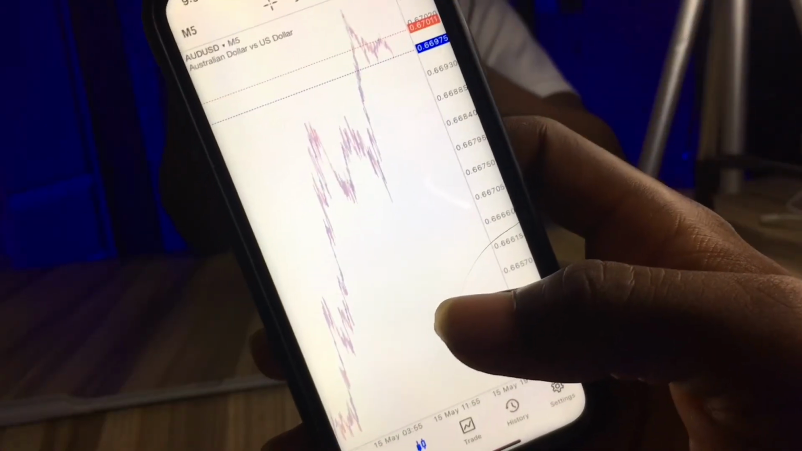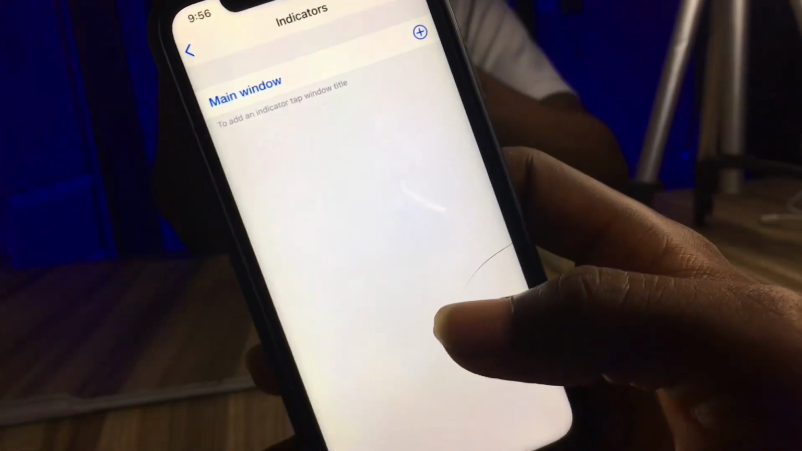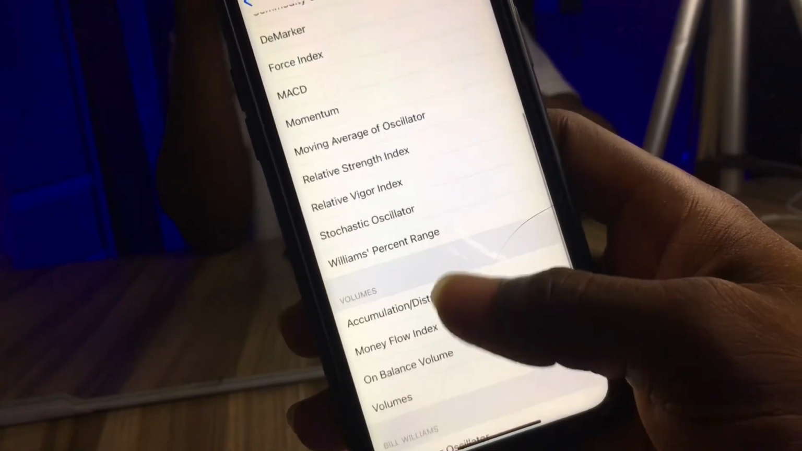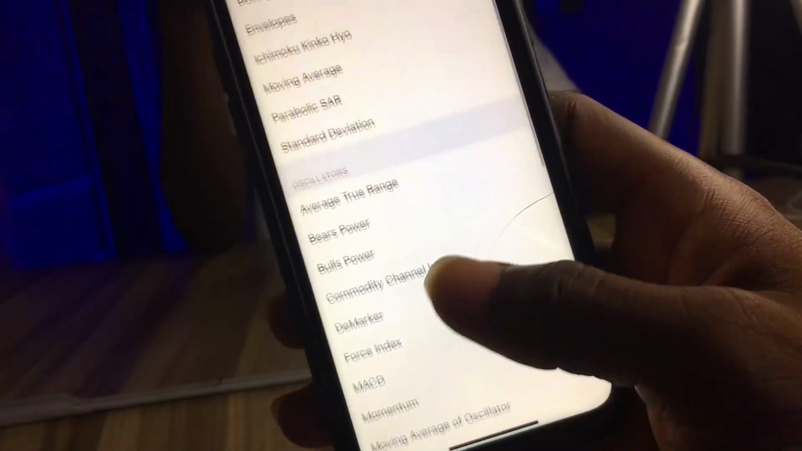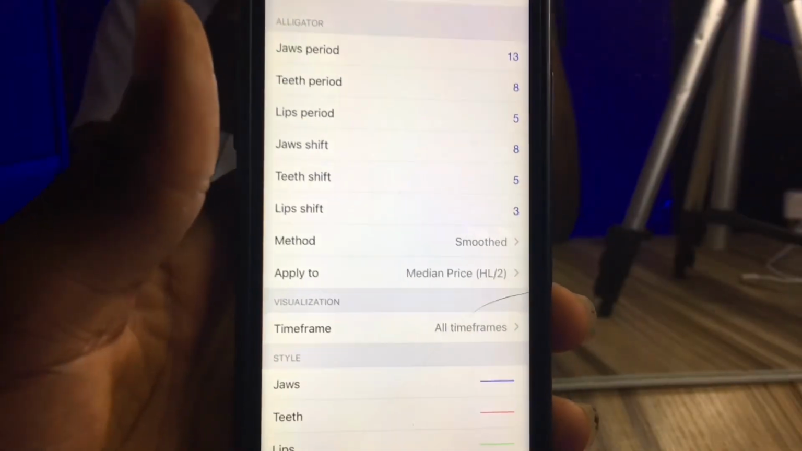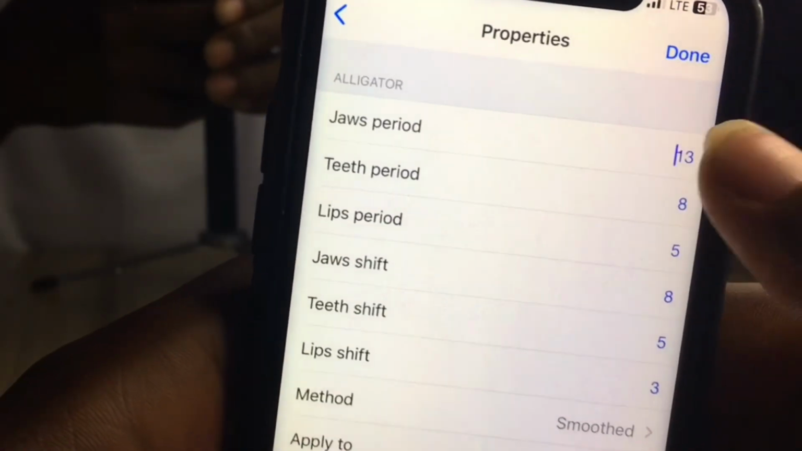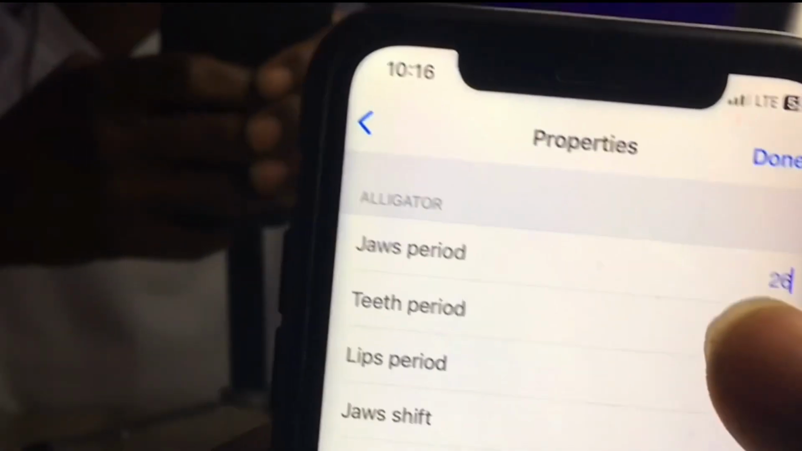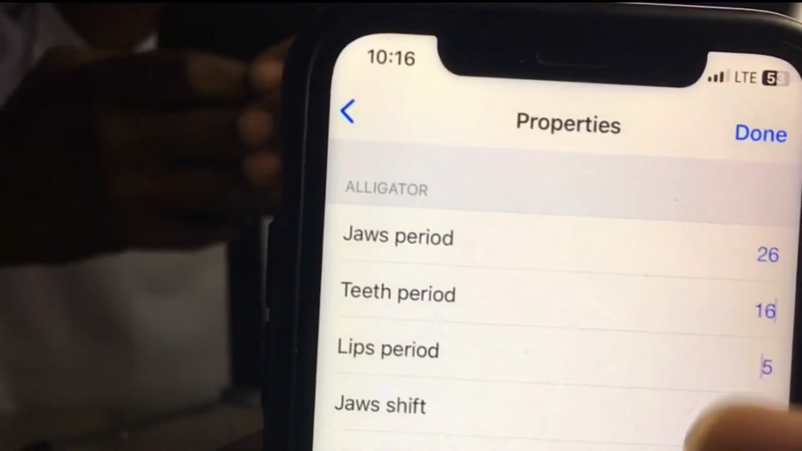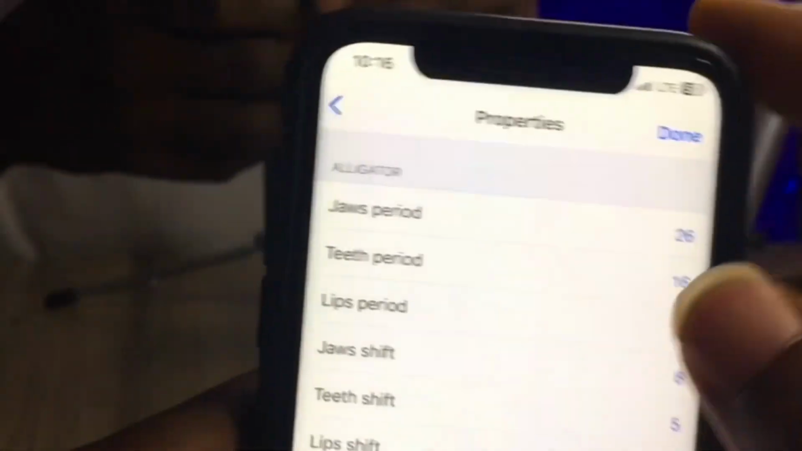For this, we're going to be adding an indicator. So we're going to tap into the F1 or the indicator section, go into the main windows, and what you want to search for is the alligator indicator. Okay, you see right here, alligator indicator. Once you've opened the alligator indicator, you want to change this to 26. You can change this 8 to 16. Or you could change this to 10. Go ahead and change it to 10 and hit done.